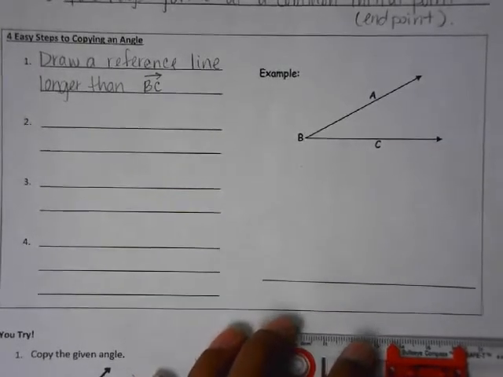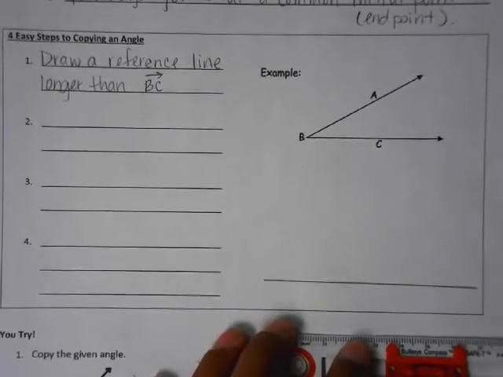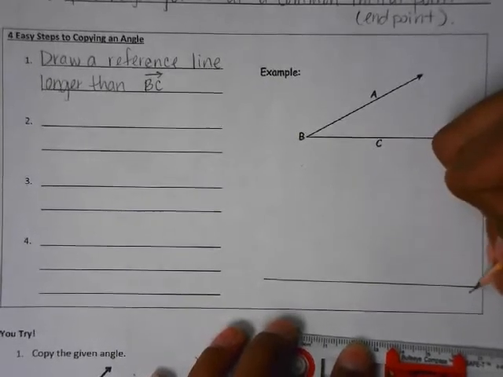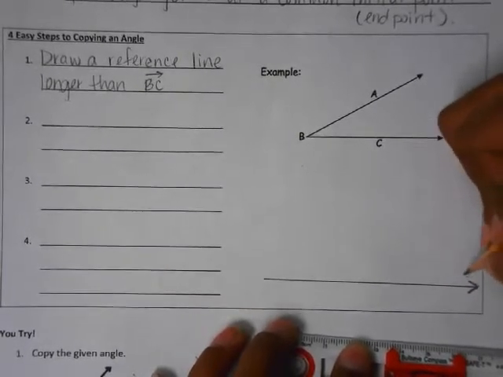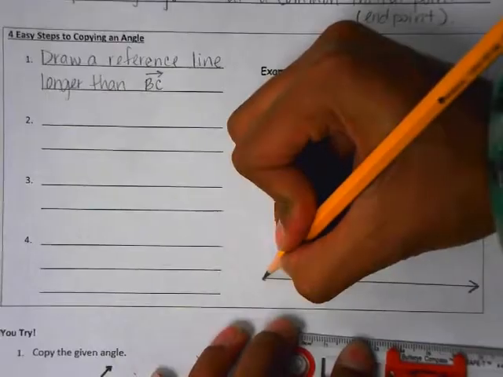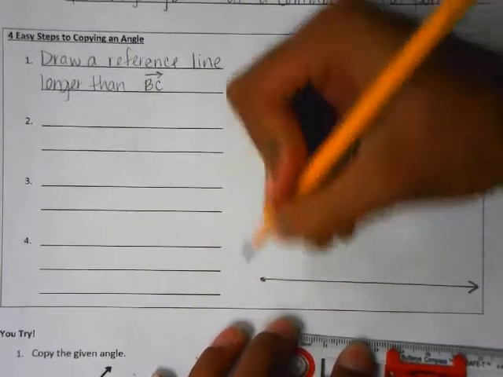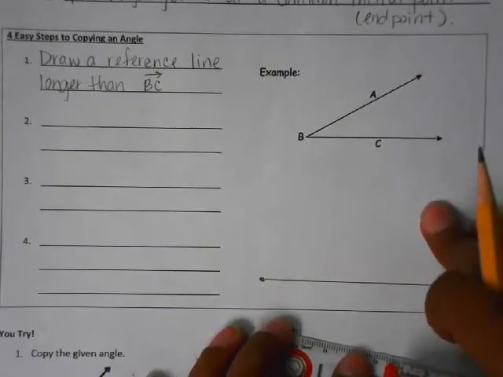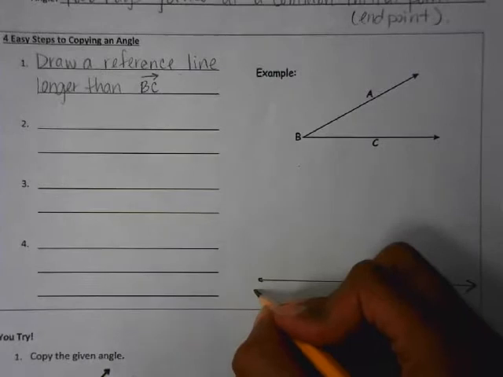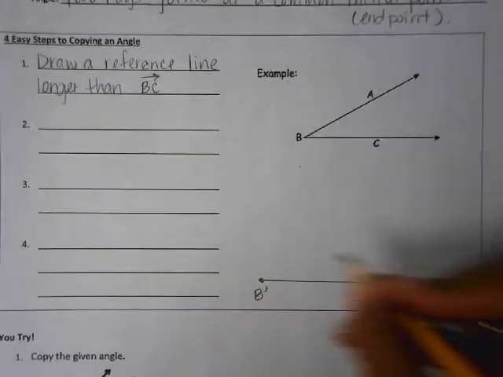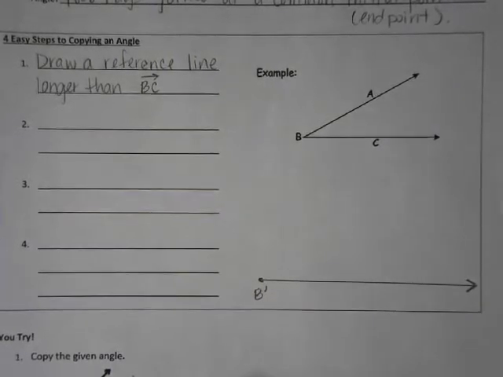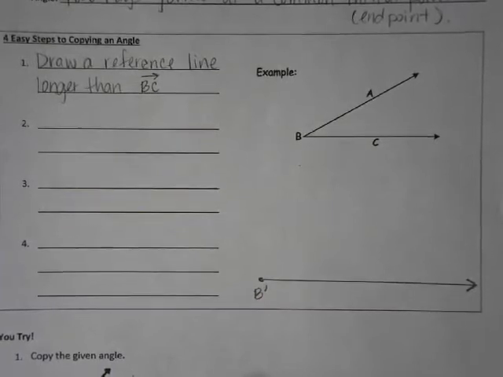Now, since the definition of an angle is 2 rays joined at a common endpoint, I'm going to go ahead and draw an arrow right here to show that this is a ray, and I'm going to put the endpoint right here. Now, the vertex of this angle is B, so this is going to be B prime. That's going to be the copy of B. Alright, so that is step 1. Draw a reference line longer than the base ray.